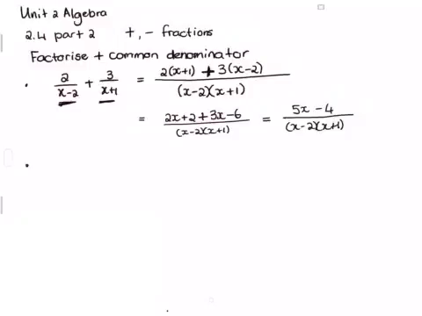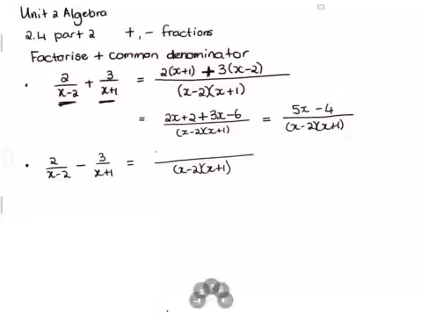Let's do the same example, but with subtract instead of with add. So minus 3 over x plus 1. So we know by now the denominator will be both of these 2, but introducing brackets. The numerator will still be, the 2 will be multiplied by x plus 1, but now it's minus 3 multiplied by x minus 2. So it changes in the numerator.